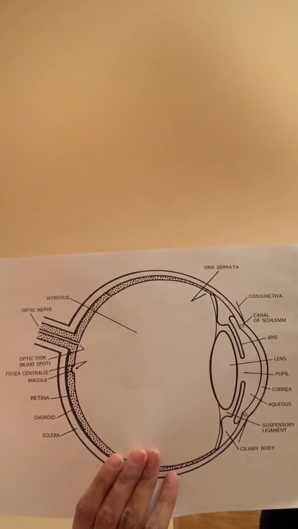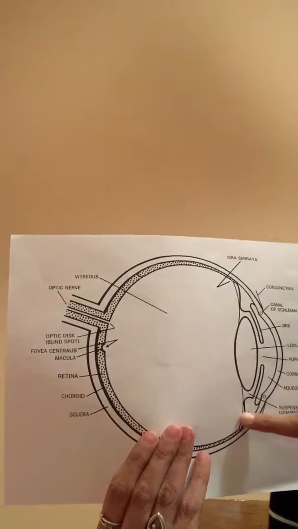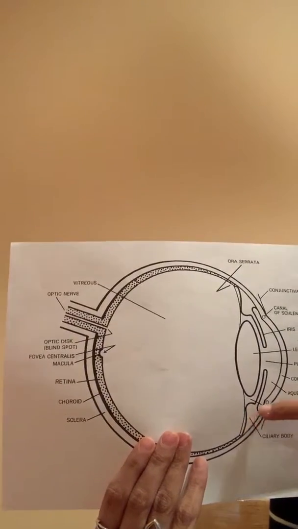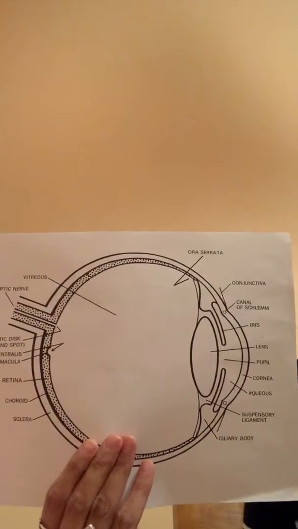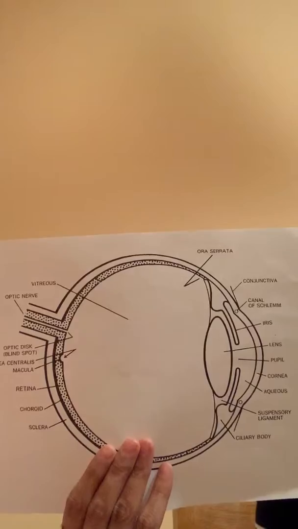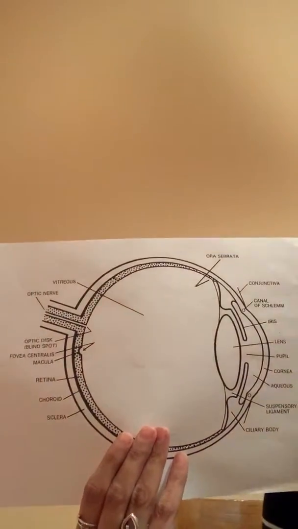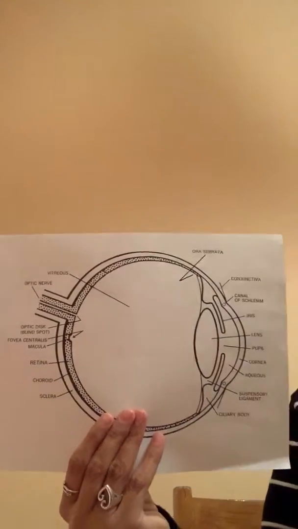Next, we have the ciliary body or the muscles right in there. And that is used to control the focus of the eye by shaping the lens. It is the eye's middle layer, right in here.